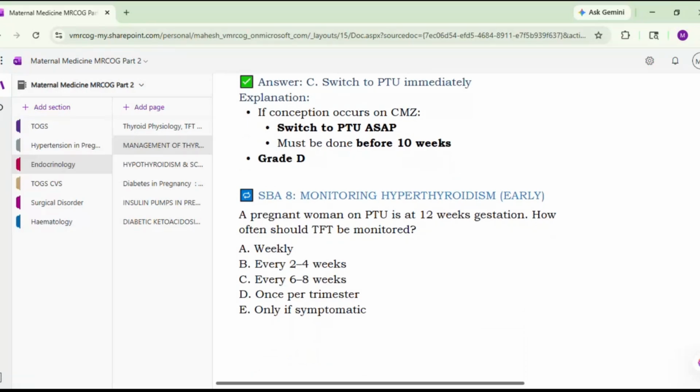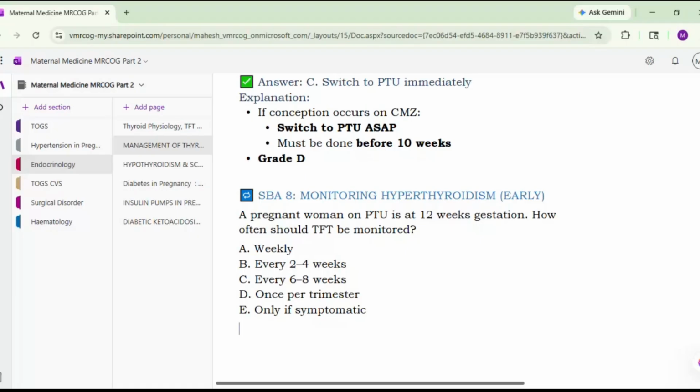Next. A pregnant woman on PTU is at 12 weeks gestation. How often should the TFT be monitored? A. Weekly. B. Every 2 to 4 weeks. C. Every 6 to 8 weeks. D. Once per trimester. E. Only if symptomatic. It is B. Every 2 to 4 weeks.